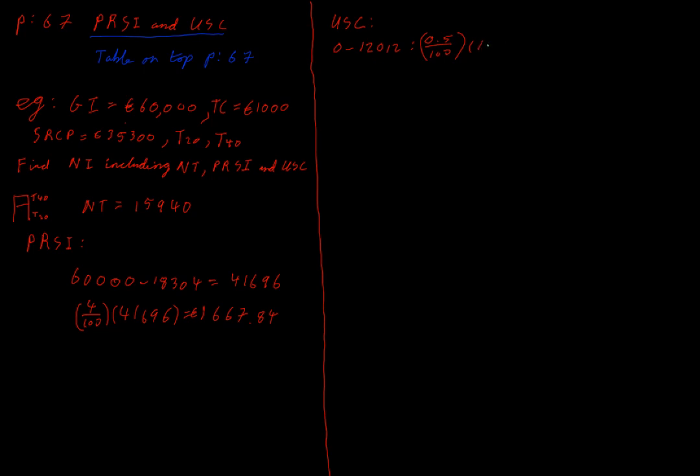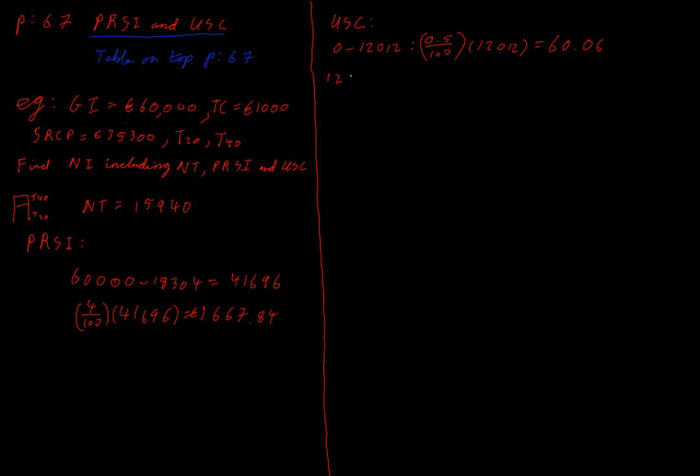0.5 over 100 of 12,012. And when we put that into our calculator, we get 60.06 euro. So that's how much USC we have to pay on our first 12,012 euro.